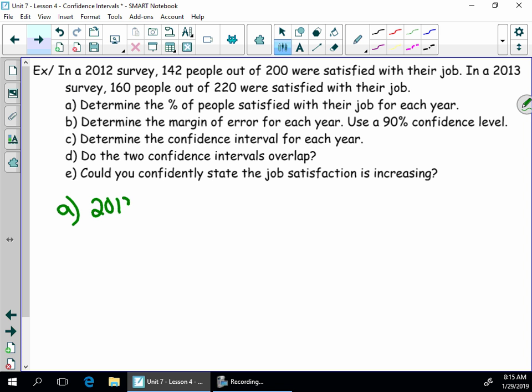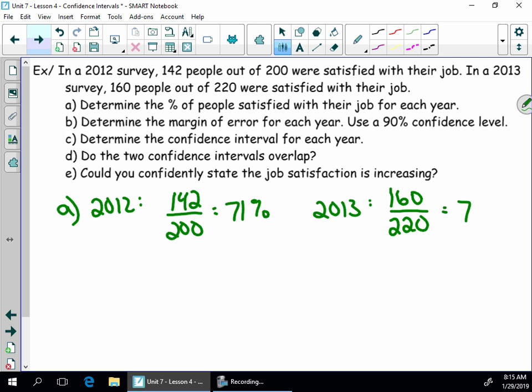So let's start with 2012. How many people were satisfied? 142 out of 200, which is 71%. In 2013, we have found 160 people, but there was 220 this time, which is like 72.7%. So it looks like job satisfaction is indeed going up. But let's find our margin of error.